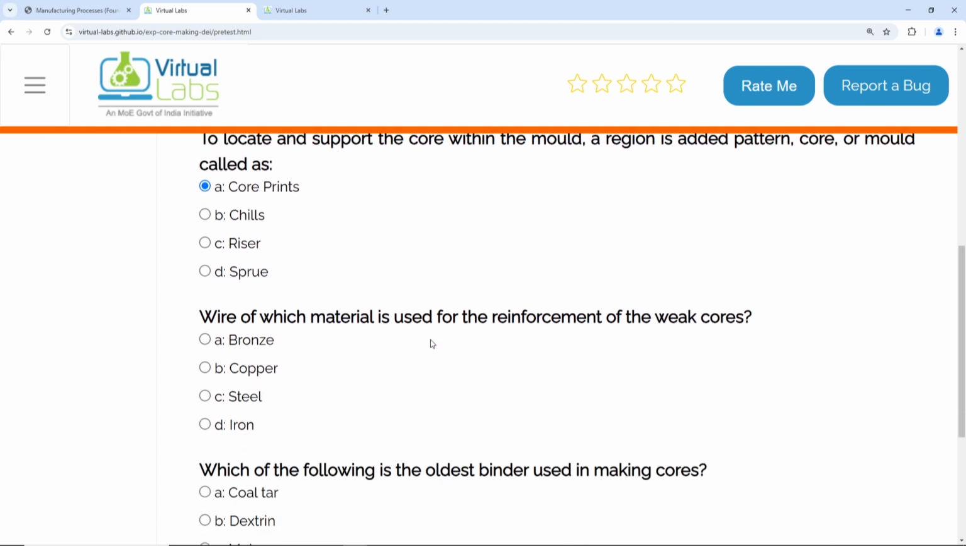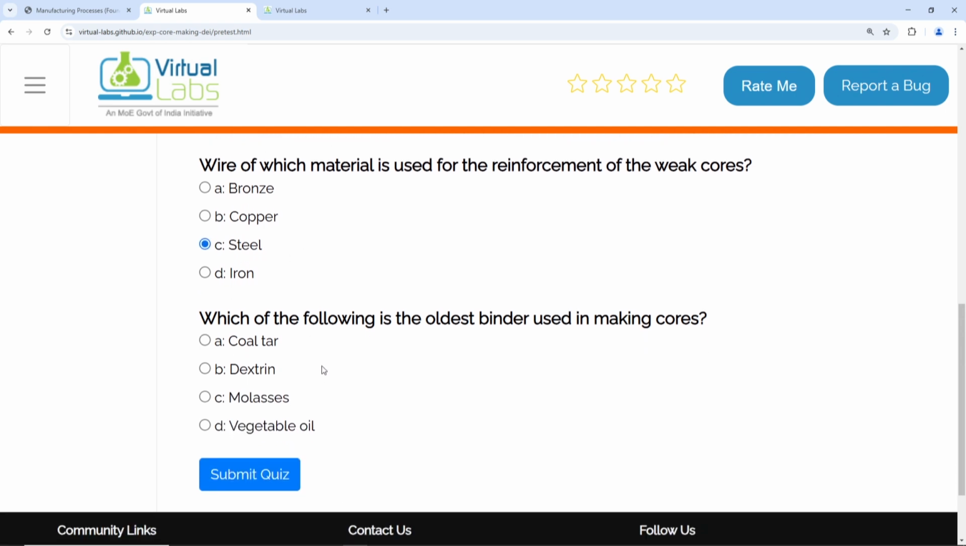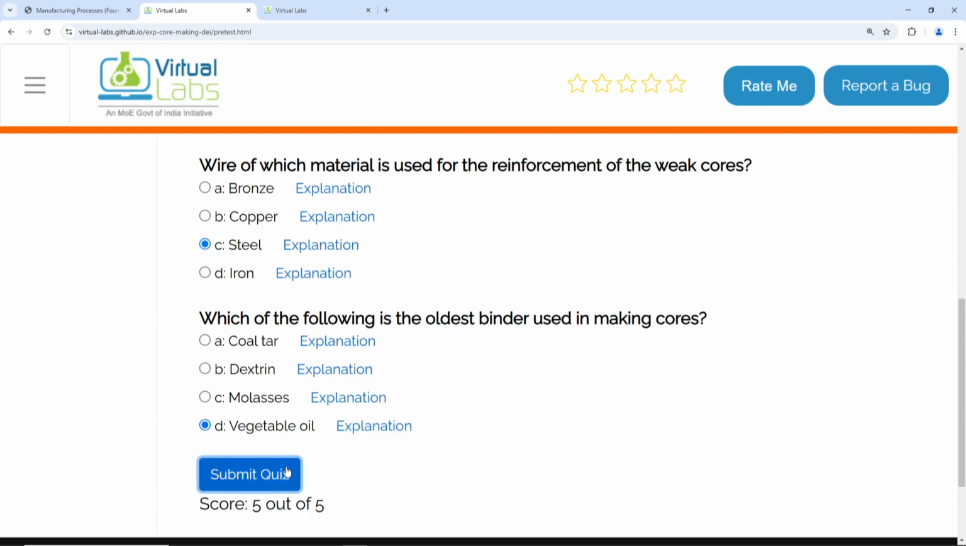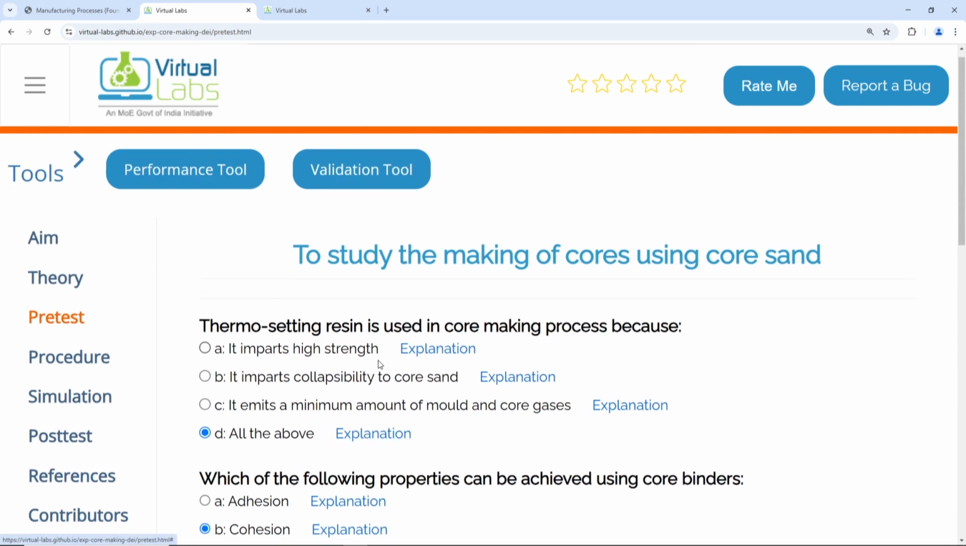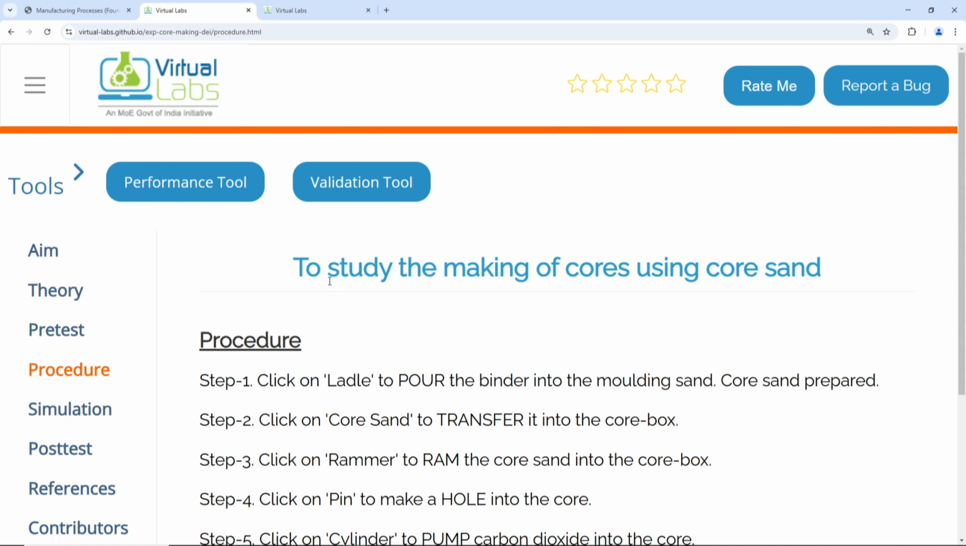Wire of which material is used for reinforcement of weak cores? Which wire is generally used? It is steel wire. Which of the following is the oldest binder used in making cores? The oldest binder is vegetable oil only. Let me submit, 5 out of 5. Pre-test is taken. The procedure is given here.